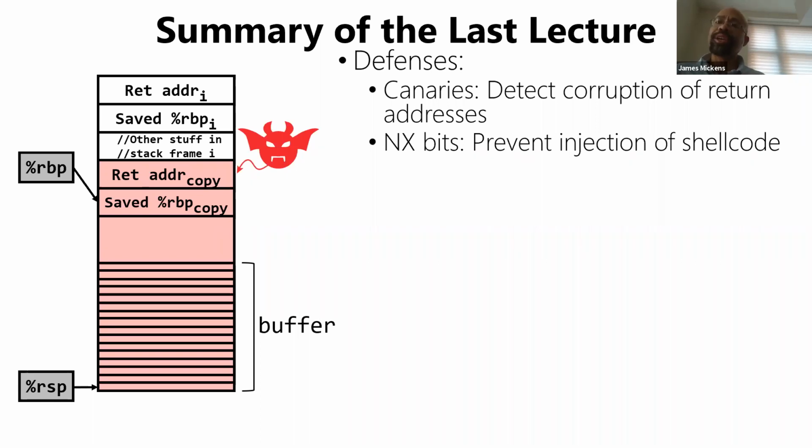We also looked at this technique called NX, no execute bits. This is essentially a new page table protection, which prevents the injection of executable code on a stack frame. The basic idea is that if we have a page that is writable, we don't also want that writable page to be executable. And that'll prevent the straightforward shellcode injection in the buffer that we discussed in the last lecture.